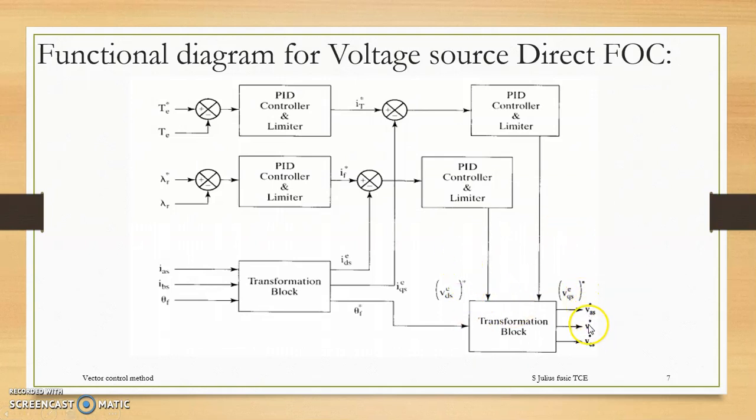These VAS, VBS and VCS parameters are sent to your PWM pulse generator, and that generated pulse will be given to your inverter, which is producing the turning on and off of your thyristors to give input voltage to the induction machine. So this is the broad explanation of your direct vector control method or direct field orientation control method.